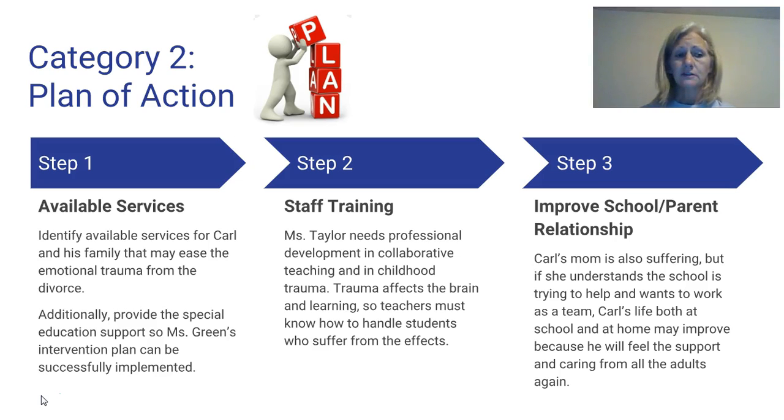A plan of action. Step 1, I think the available resources have to be identified and they have to be offered to Carl and the family. They need help figuring out how they can find the help that they need. They've all been through emotional trauma. The divorce didn't just affect Carl, it affected his parents and it affected his siblings, I'm sure. And they all will need help, and the school should take an active role in helping them find that.